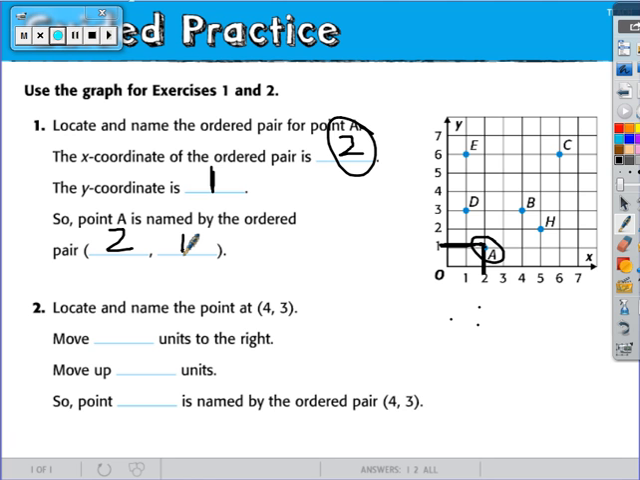Now, we're going to locate and name the point at 4, 3. So we need to start, where do we start? Where do we start to locate and name?